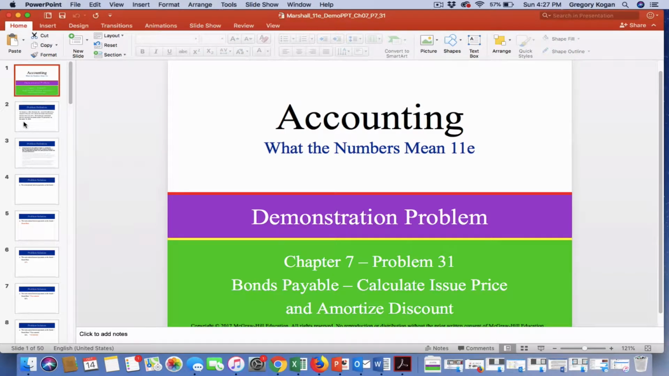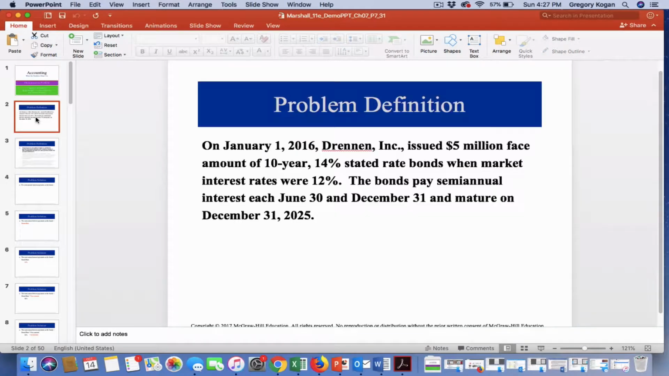So this week we're continuing with chapter 7 regarding liabilities. And one of the main things with liabilities, as you saw, is calculating the bonds, the bond payable, the interest on bonds. So we're going to go over the example here.